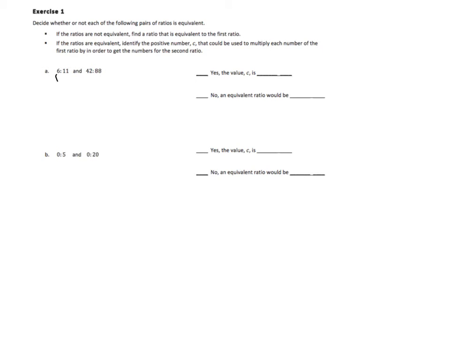So to get from 6 to 42, what do we multiply by? Well, 6 times 7 is 42. To get from 11 to 88, what do we multiply by? Well, you multiply by 8.